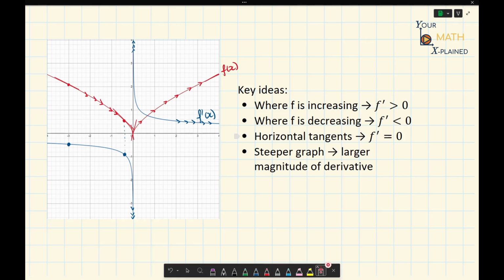So the key ideas here is that when f is increasing, f prime of x is greater than 0. And this is because f prime of x tells you the slope. So if f is increasing, then we have a positive slope. And where f is decreasing, f prime is going to be less than 0. That means it's a negative slope. And horizontal tangents are when f prime of x is equal to 0, because that means the slope there is 0. And finally, a steeper graph means a larger magnitude of the derivative.